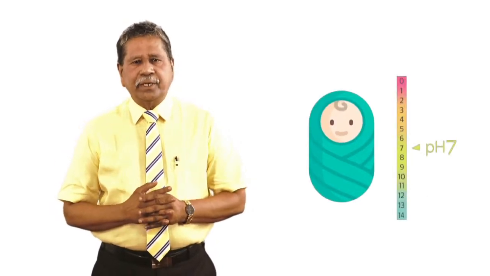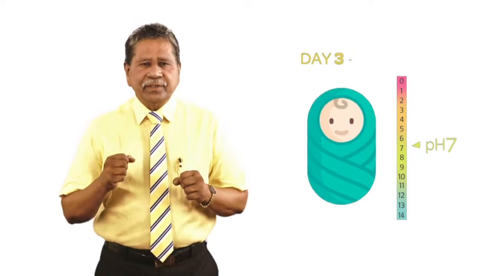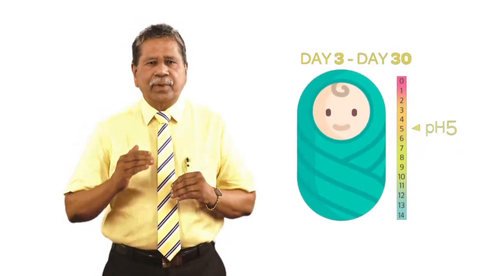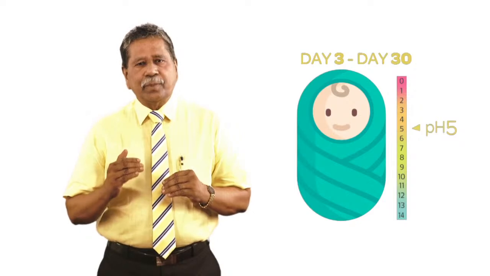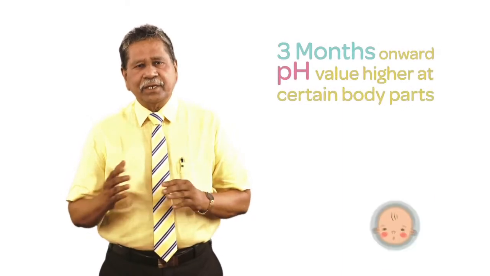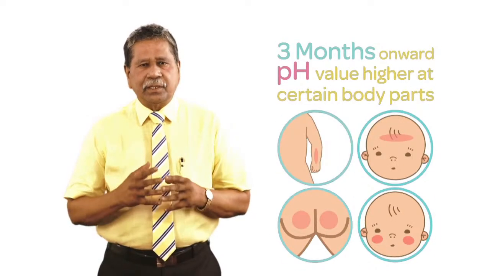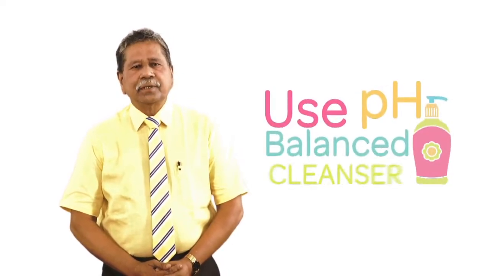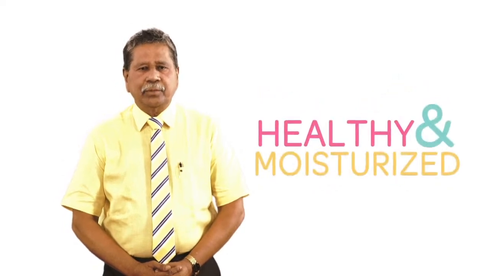In newborns, the pH value is a little higher. It's almost close to 7 as compared to adults. However, there is a decline in the pH value from day 3 to day 30. So by the time the child is 1 month, there is a decline, and by the time the child is 3 months, the pH value is higher on areas like the cheeks, the buttocks, and the lower part of the forehead and the forearms. Babies with sensitive skin need that extra or special care and should use a pH balanced skin cleanser to keep it healthy and moisturized.